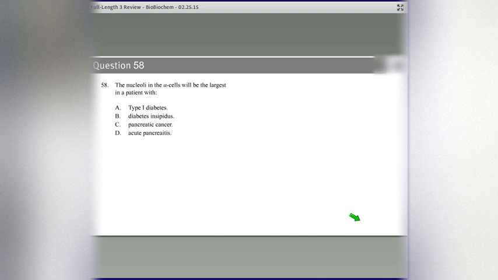Nucleoli in the alpha cells will be the largest in a patient with. Okay, alpha cells, what are we talking about? Especially if we take a look at the answer choices and we see diabetes, pancreatic cancer, acute pancreatitis. So we look at that, excellent. Okay, so we know that the alpha cells in the pancreas are going to be making the glucagon. Okay, so in what case?